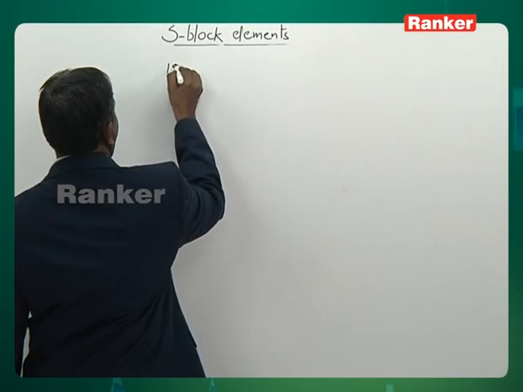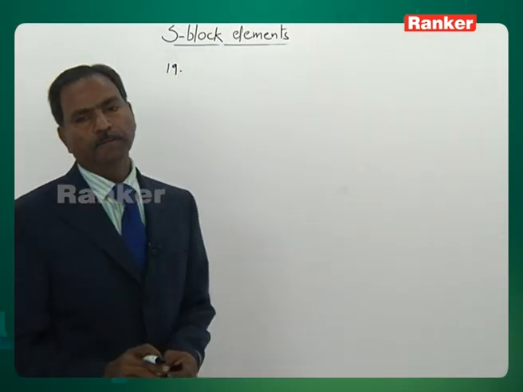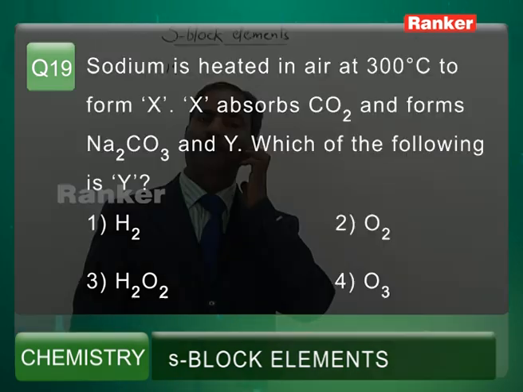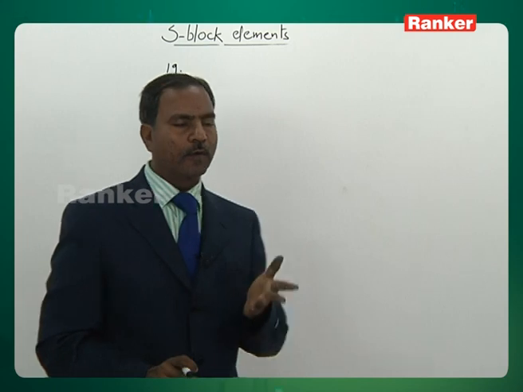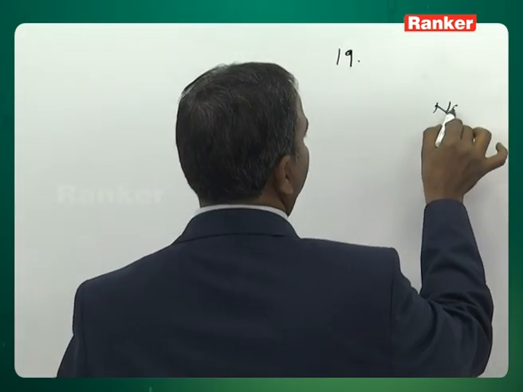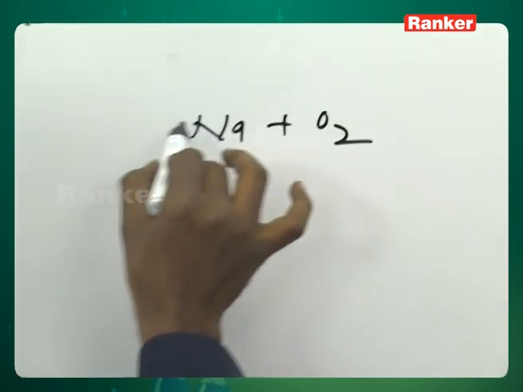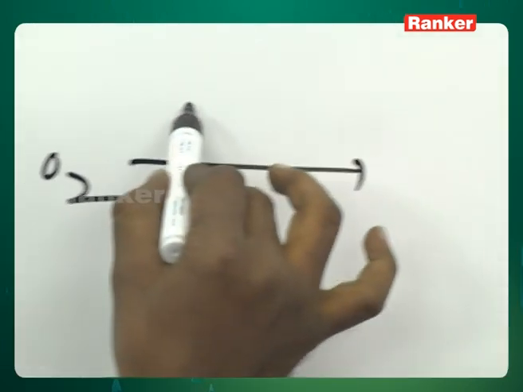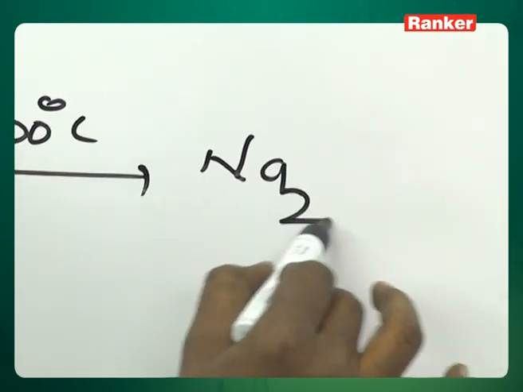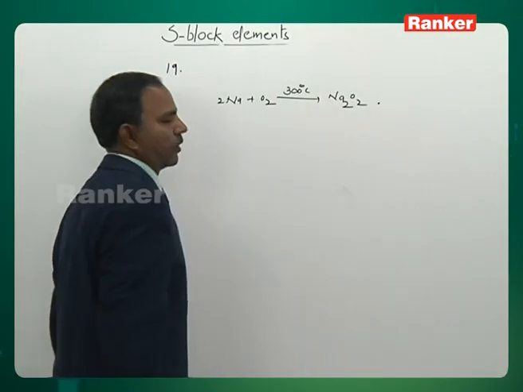Next, coming to question number 19. Sodium is heated in air at 300 degrees centigrade, forms X. X absorbs CO2 to form Na2CO3 and Y. Which of the following is Y? Sodium heated to 300 degrees centigrade in the presence of air: 2Na plus O2 at 300 degrees centigrade, you are getting sodium peroxide.